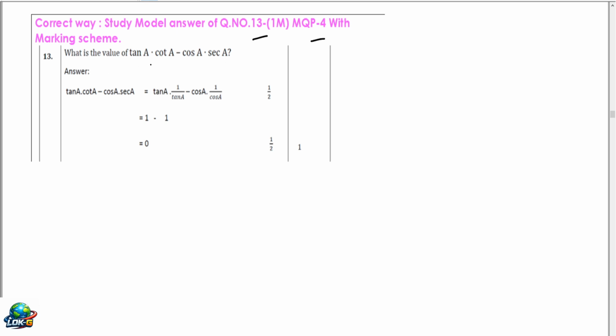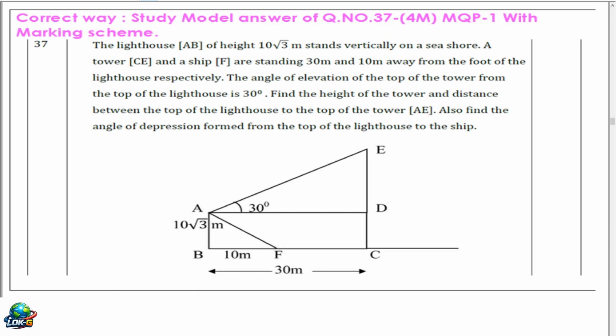What is the value of tan A into cot A minus cos A into sec A? Very simple question. Cot A can be written as 1 by tan A, and sec A can be written as 1 by cos A. Cos A cancels, tan A cancels, 1 minus 1 will be 0. Very easy question, my dear students. Right, that's all in this. With this, we will move on to the next topic, that is application of trigonometry.